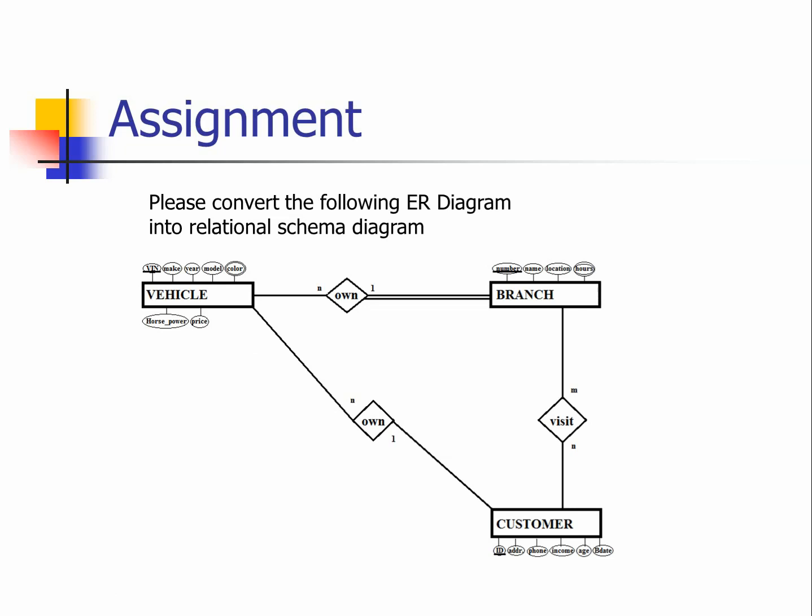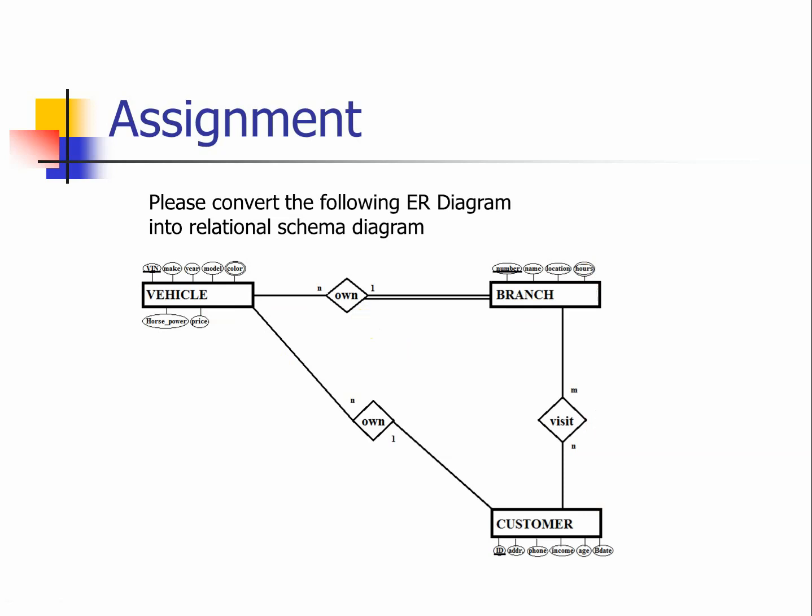This ER diagram, pay attention, this is only an ER diagram that has 3 entities. I want you guys to convert all of this into relational schema diagram. Pay attention to this one. There are 2 multi-value attributes. One is the color of the vehicle. The other one is hours of the branch. So make sure you notice that there are 2 multi-value attributes over here. 3 entities, 2 1 to N relationships and 1 M to N relationship. So try to convert those into a relational schema diagram.